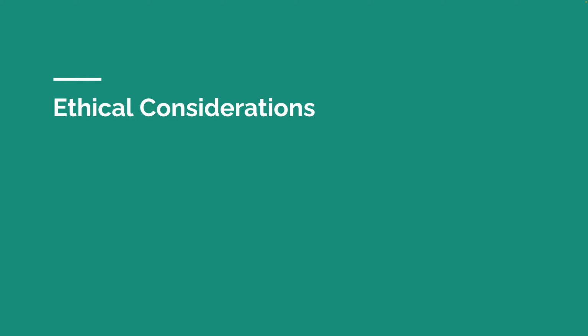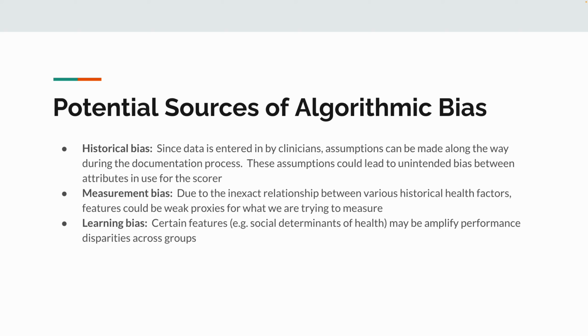What ethical considerations do we have for this solution? I think we've got some potential sources of algorithmic bias, including historical bias. This data was entered by clinicians and by staff members, so there may be assumptions made along the way during the documentation process that could have unintended bias between attributes they're using for the score. We could also have measurement bias. There is really an inexact relationship between the various historical health factors that we're considering, and the features could be a weaker proxy than we would prefer for what we're trying to measure.